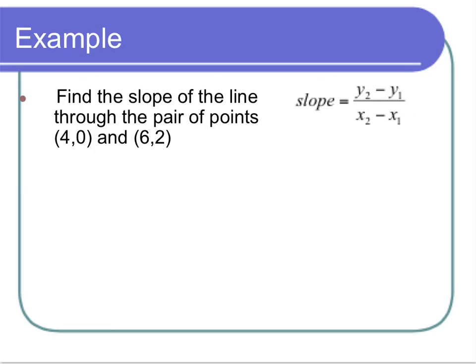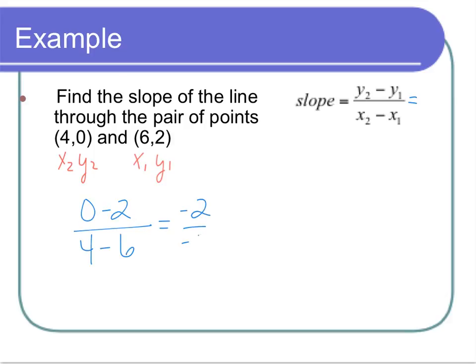Let's do another example of using the formula to find the slope of a line. So let's call this one x sub 2 and y sub 2, and let's call this point x sub 1 and y sub 1. Again, it doesn't matter which point is the sub 2's and which point is the sub 1's, as long as both the sub 2's belong to the same point. So I have my rise, my y sub 2, which is 0, minus my y sub 1, which is 2, over my x sub 2, which is 4, minus my x sub 1, which is 6. That gives me negative 2 over negative 2. Of course, that's 1 over 1. So that means my slope is 1.